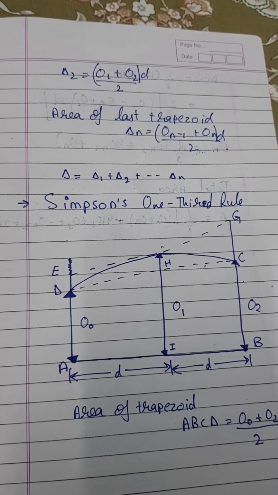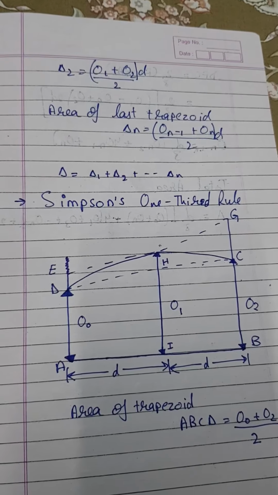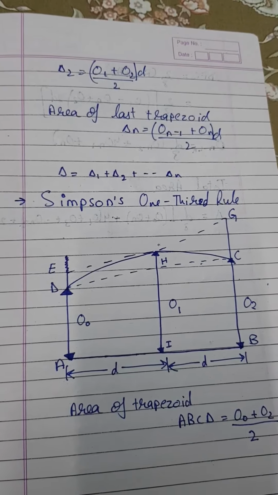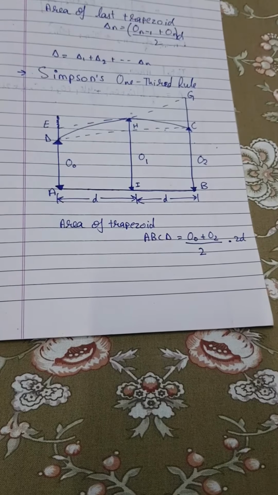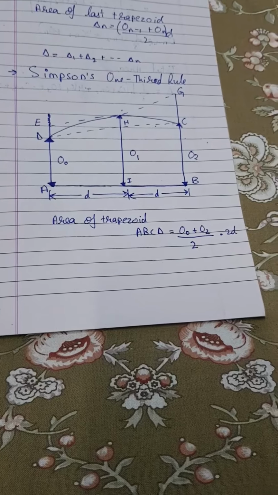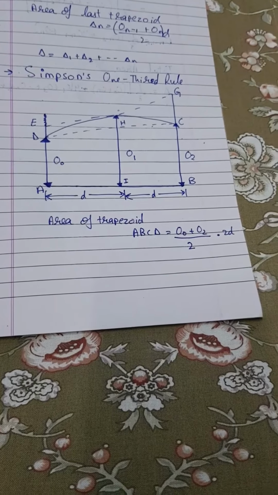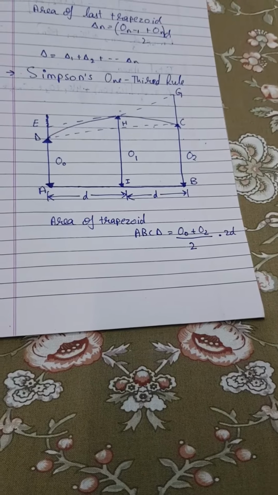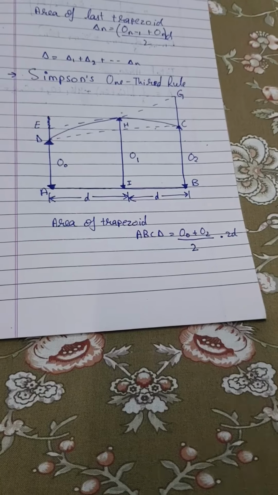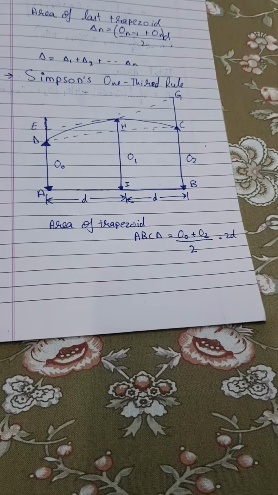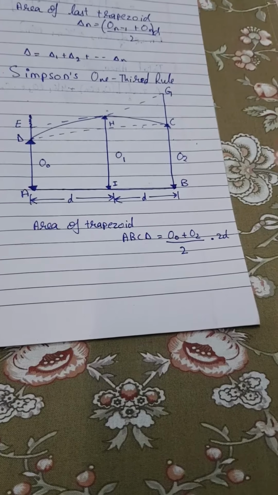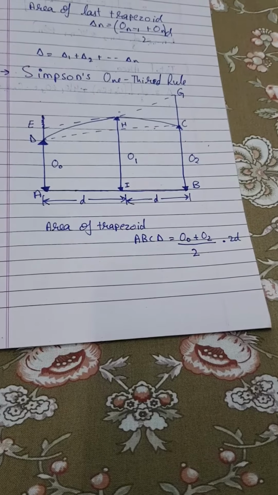And the total area would be delta is equal to delta 1 plus delta 2 plus delta 3 till delta n. Then we have Simpson's 1/3 rule. This rule assumes that the short length of the boundary between the ordinates are parabolic arcs. This method is more useful when the boundary line departs considerably from the straight line.